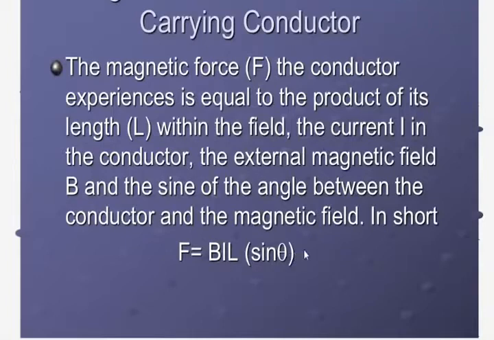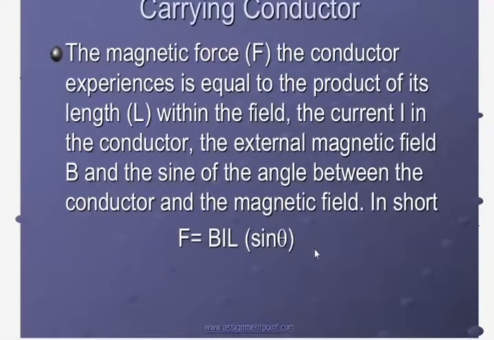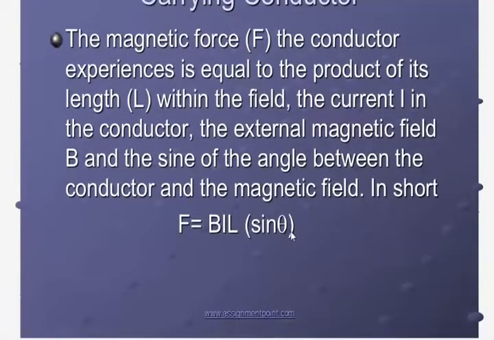So you see here that if the angle between current and magnetic field is 0, then force becomes 0. And if the angle between current I and magnetic field B is 90 degrees, then force becomes maximum because sine 90 equals 1. So the maximum force will be equal to ILB or BIL, because sine 90 equals 1.